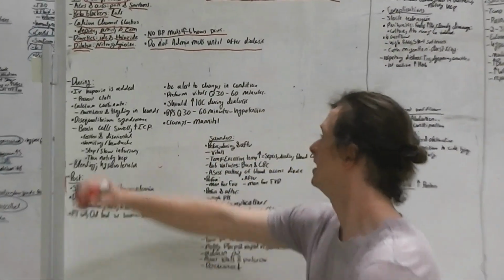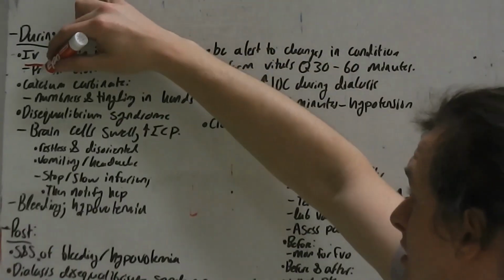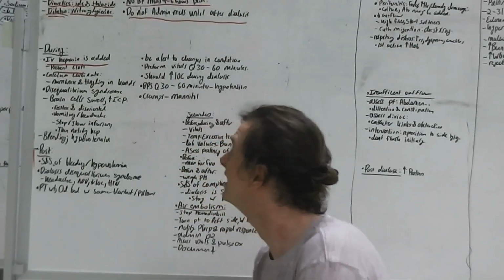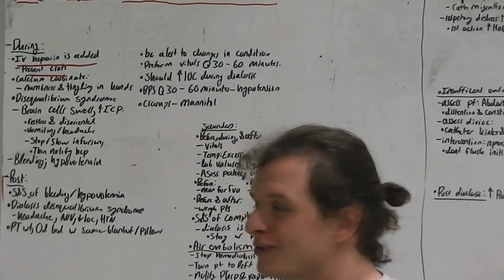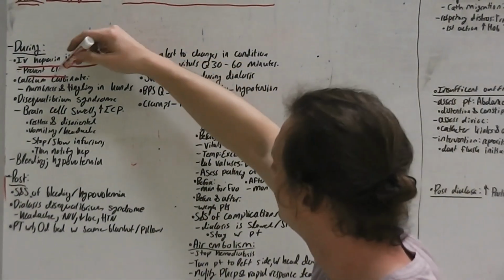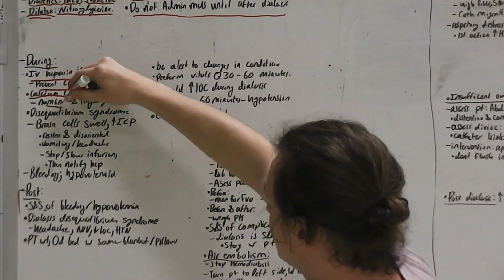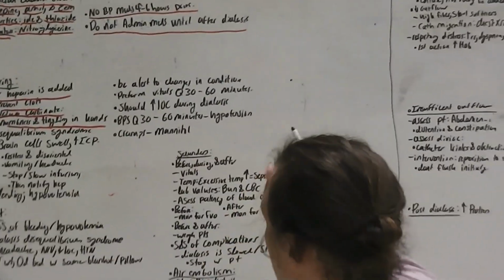Now what we got here? IV heparin is added during dialysis to prevent clots. So that's fine. Can student nurses do dialysis? I don't think so. Okay, so if a newly trained dialysis nurse is putting heparin in the dialysate, that is not a need for further instruction. That is totally fine. Now, calcium carbonate is given for numbness and tingling in the hands. Is that the same as calcium gluconate? Probably not. I don't think so.